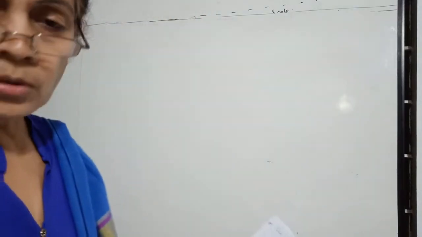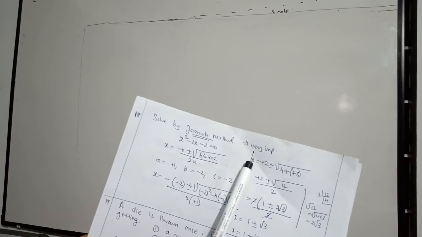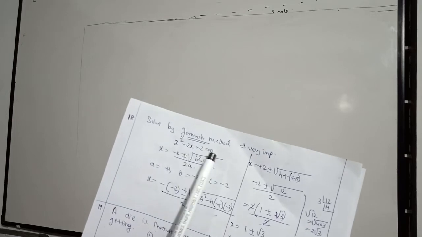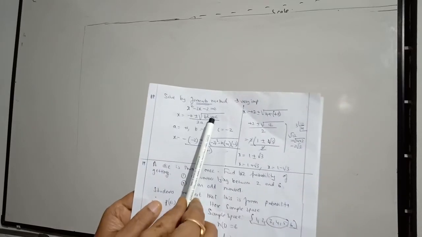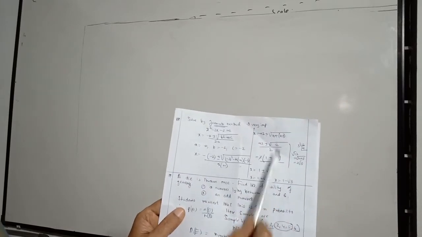Now solve by formula method. X square minus 2x minus 2 is equal to 0. X is equal to minus b plus or minus root of b square minus 4ac. Put the values and get it.